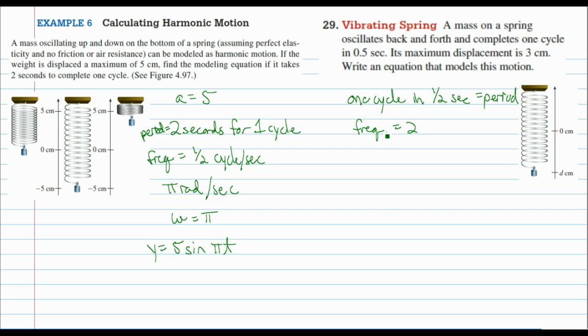Well, if the frequency is 2, that means this spring will complete 2 cycles in 1 second. 2 cycles is 4 pi radians, 4 pi radians in 1 second. So our W value is 4 pi.